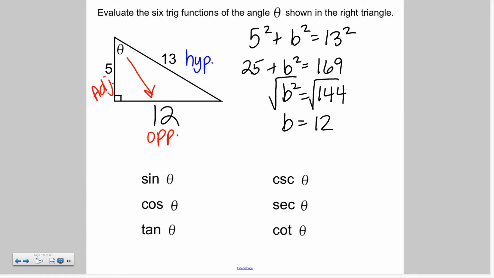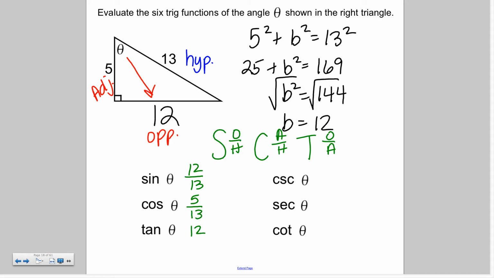So we've got opposite over hypotenuse, adjacent over hypotenuse, and opposite over adjacent. So our sine would be 12 over 13. Cosine would be 5 over 13. And tangent would be 12 over 5. I can't simplify any of my fractions, so now I'm just going to flip them over. Cosecant, 13 over 12. Secant, 13 over 5. And cotangent, 5 over 12.